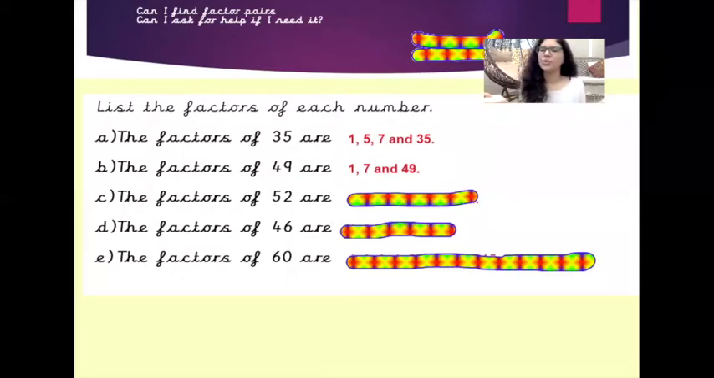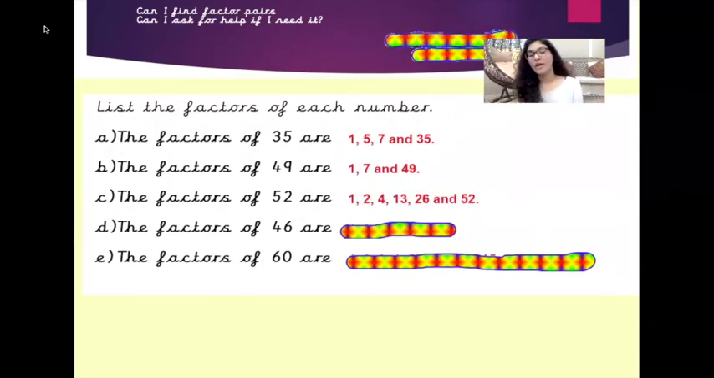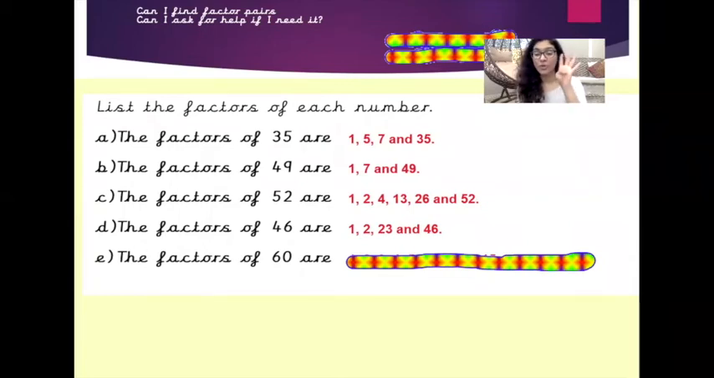What about 52? What are the factors of 52? What numbers go into 52? You've got 1, 2, 4, 13, 26, and 52. All of those numbers go into 52. Let's move on. The factors of 46 are 1, 2, 23, and 46. So all 4 of those numbers go into 46.